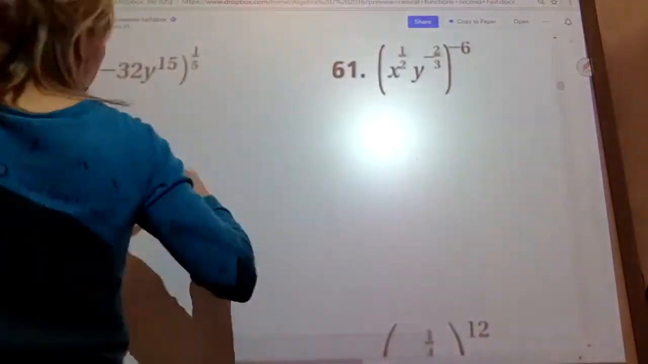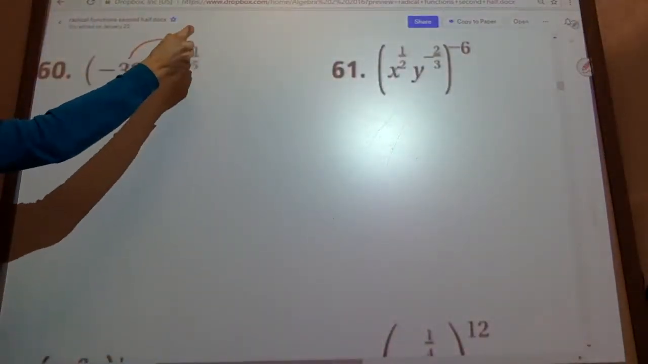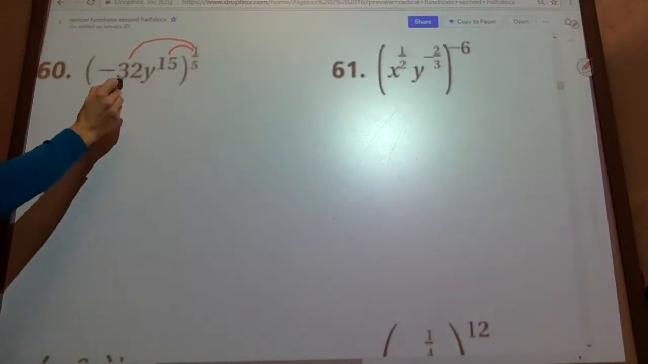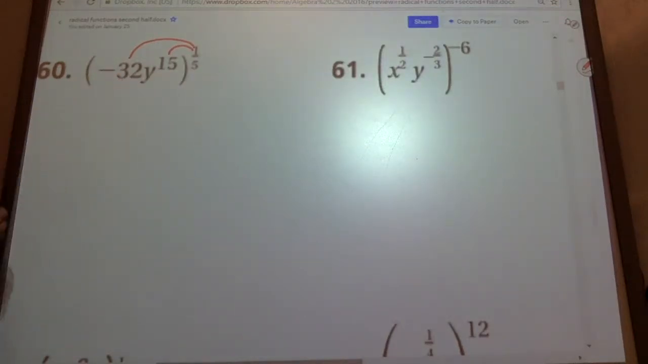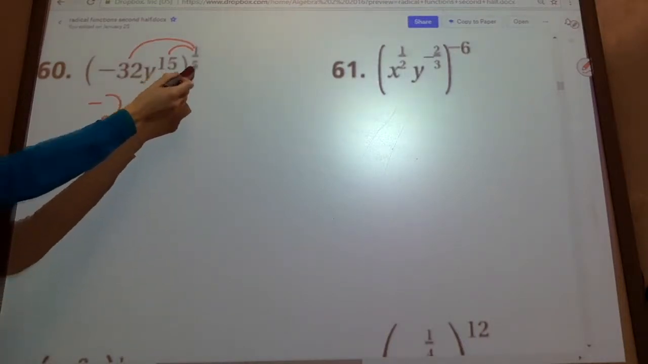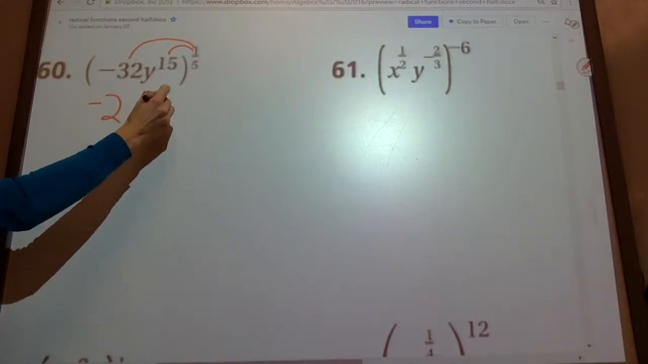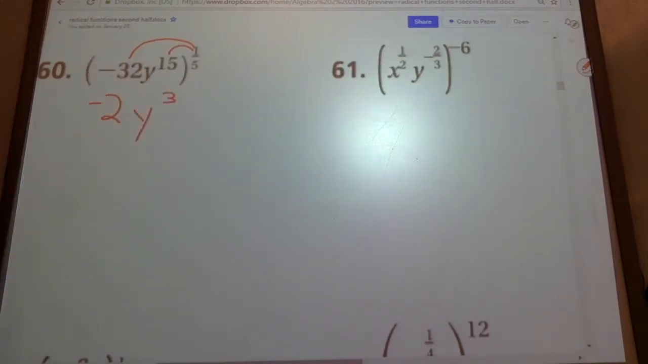So again, this 1/5 is going to go to both parts. Mental math, what's the 5th root of negative 32? Negative 2. What is 15 times 1/5? 15 divided by 5? 3. And I'm done.